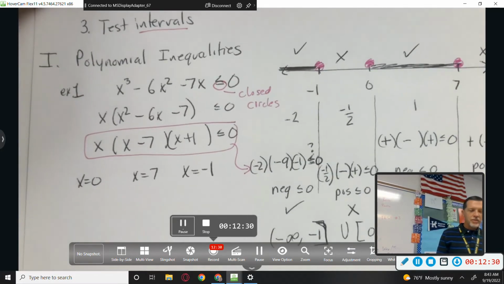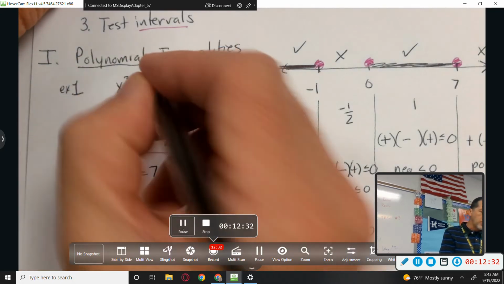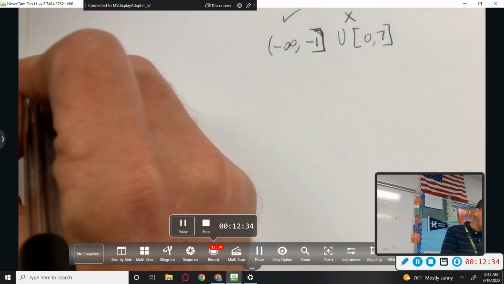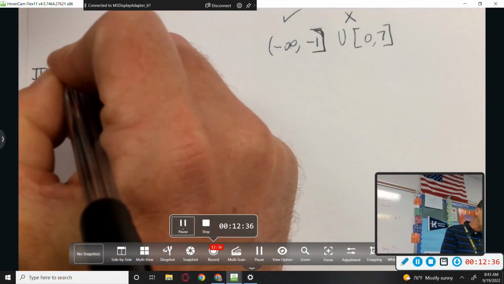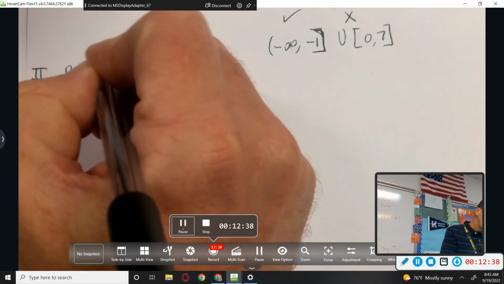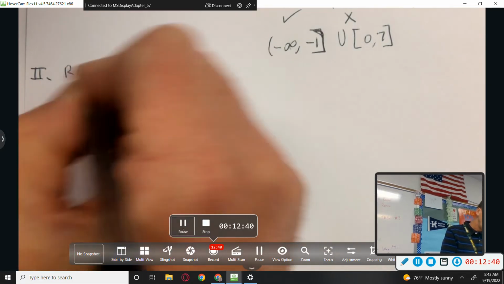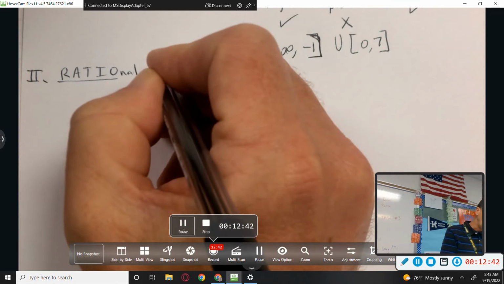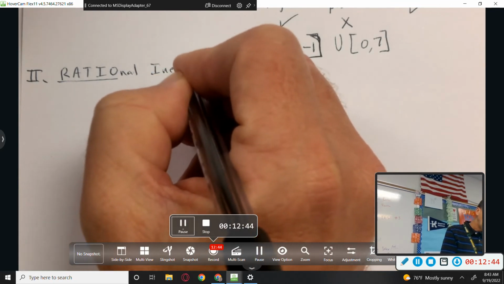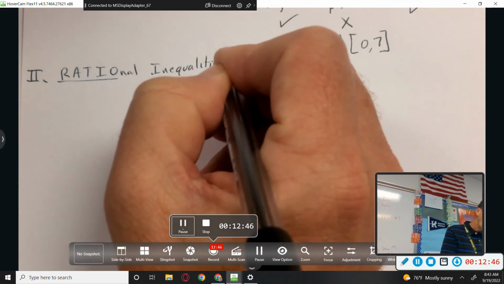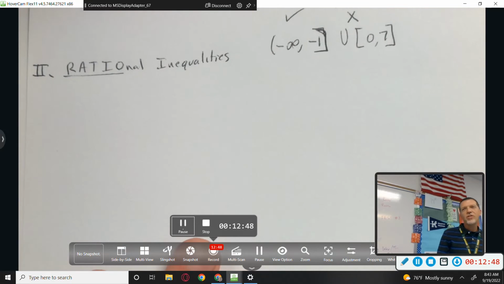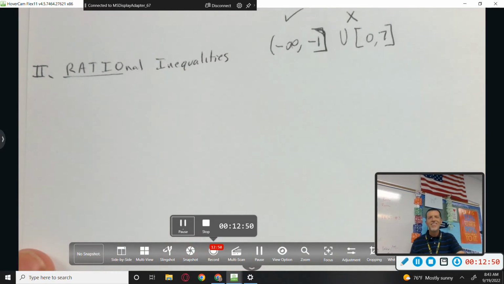That was the easy one though, because that was a polynomial as opposed to Roman numeral 2, rational inequalities. So fractions.